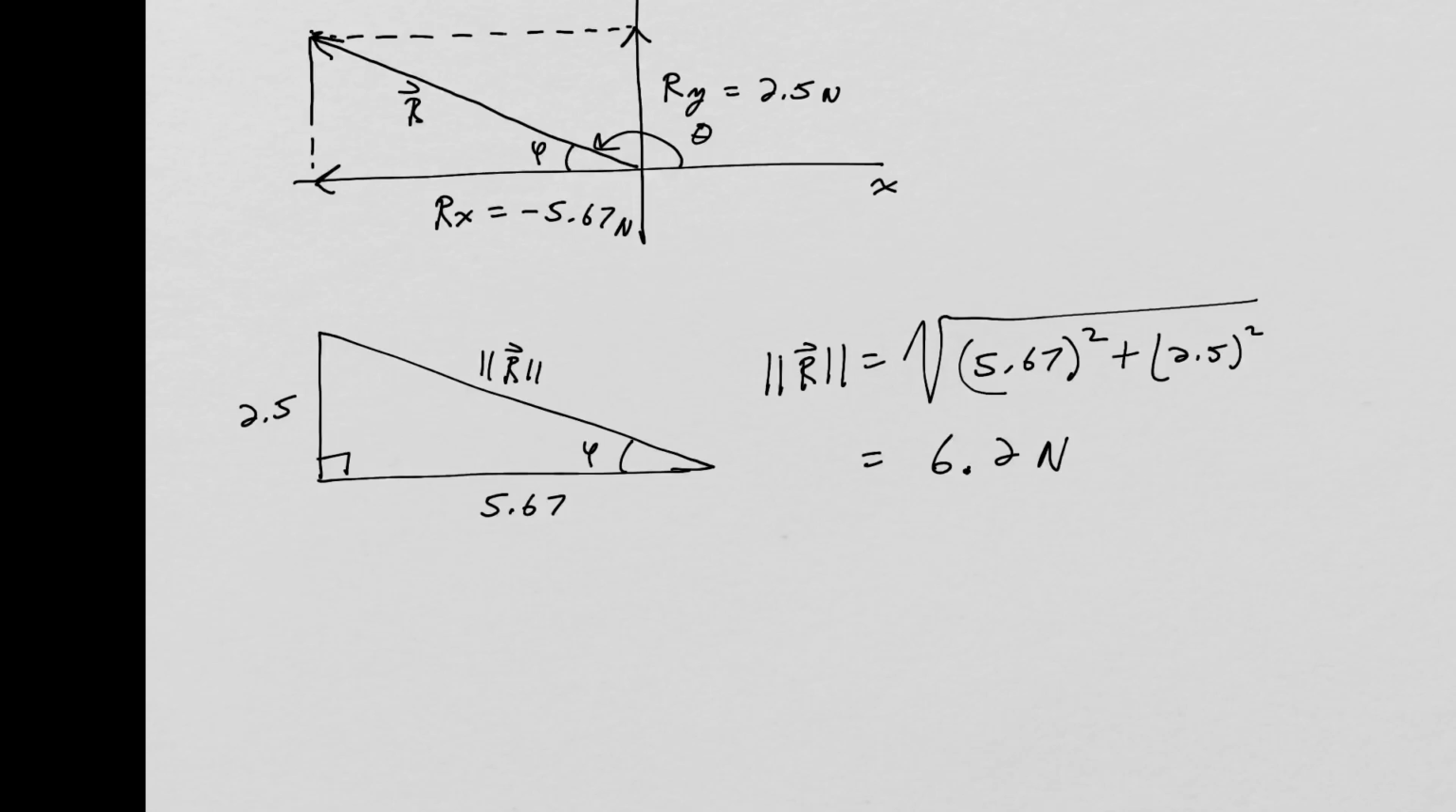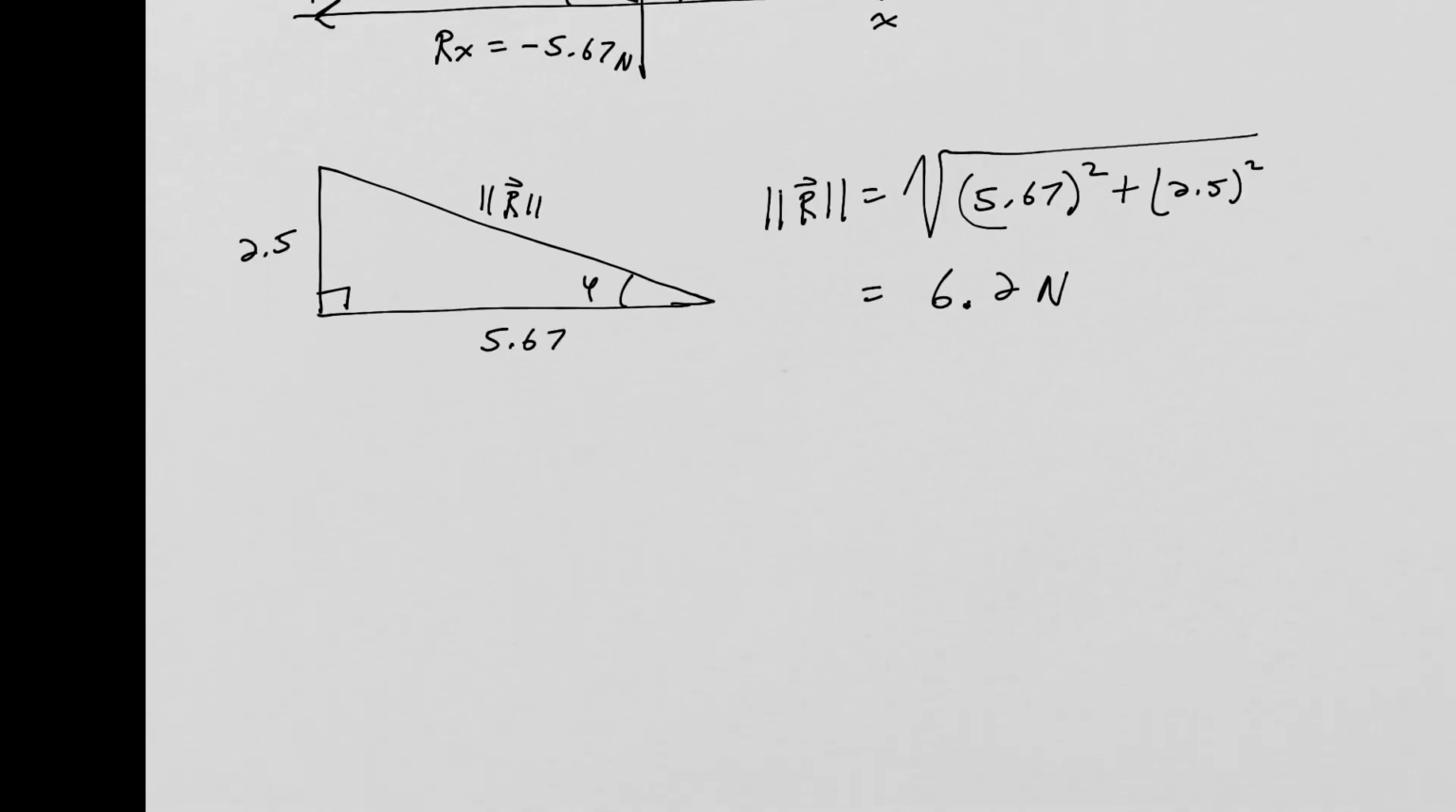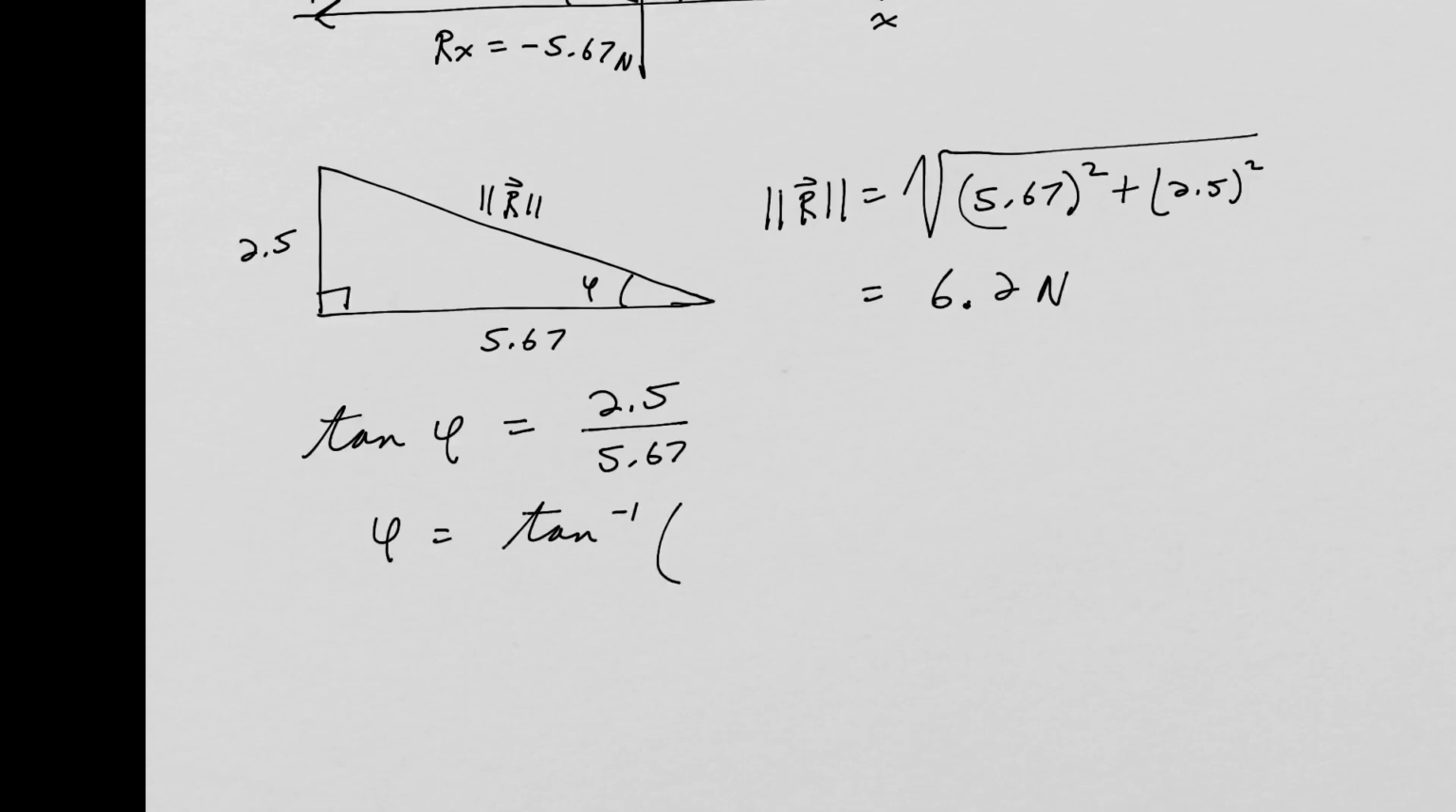And then how do I find the angle? Well, I know that tan of theta is equal to opposite 2.5 over adjacent 5.67. So that means theta itself must be the inverse tan, right? I need to take the inverse tan of both sides. The inverse tan of theta gives me theta, so I just wrote theta on the left-hand side. And the right-hand side, I have to do on my calculator. And I'm going to get 23.8 degrees.